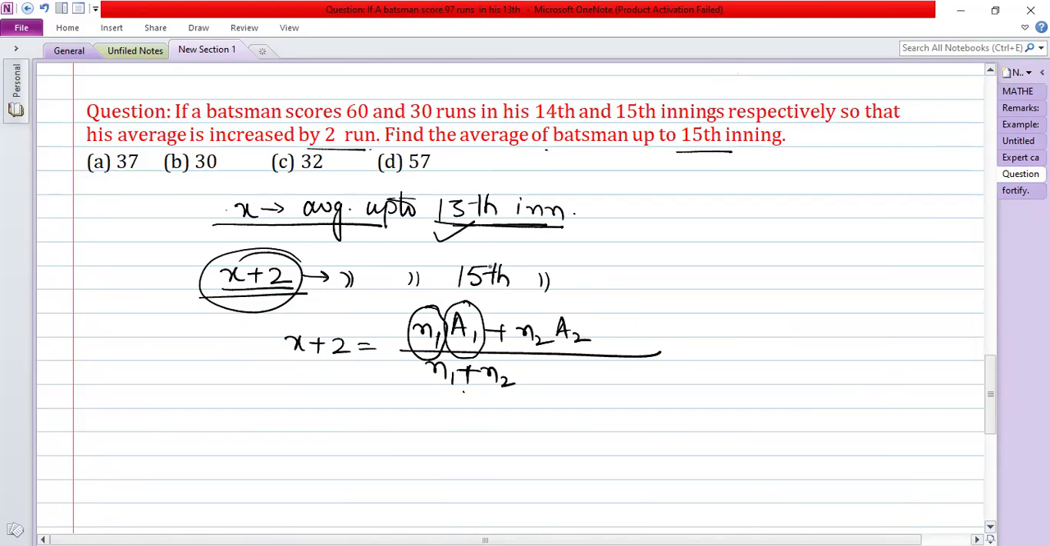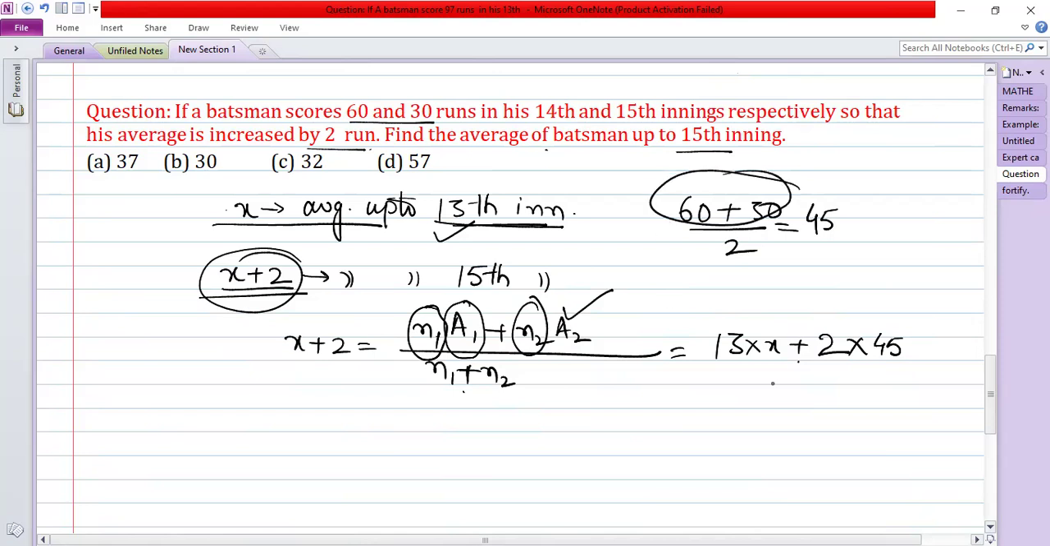And what is N2 here? It is 2. So I am writing: here it is 13 and here it is x. Now two more matches are played. And what is the average here? The average is nothing but 60 plus 30 divided by 2, actually 45. But actually 2 into 45 will give us 90. And divide by 13 plus this 2, actually 15.